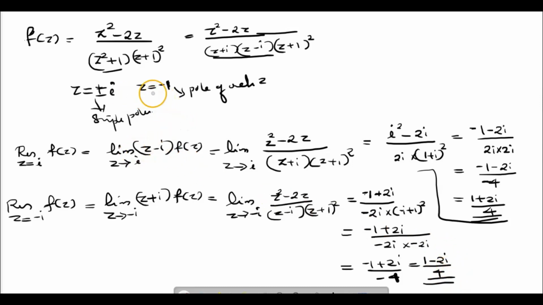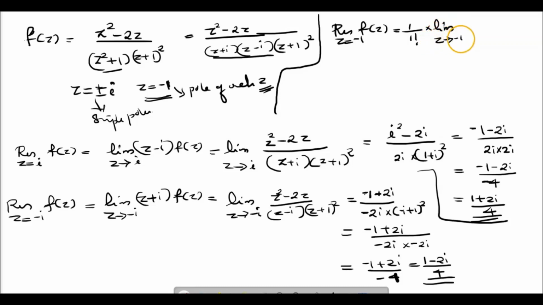Now next, the residue at the pole of order 2, z equal to minus 1. Let's calculate it here. For the residue at z equal to minus 1 of f(z), minus 1 is a pole of order 2. We have the formula 1 by (2 minus 1) factorial, that is 1 by 1 factorial, into the limit as z tends to minus 1 of d^(2 minus 1), that means the derivative d by dz of (z minus a, that is z plus 1) all square into f(z).